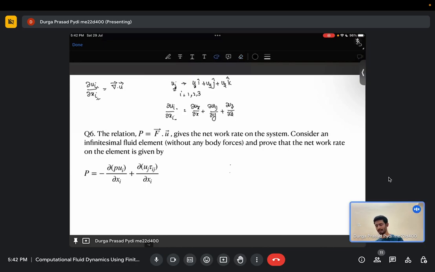Now similarly you will have the same for the shear stress also. Maybe I'll wait for a couple of minutes so you can try and solve it yourself. If you face some difficulties, then I'll show how it's done.